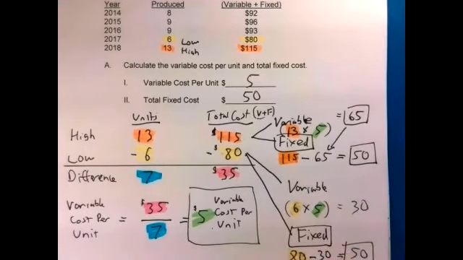So it's sort of like this. This is step one, is getting the variable cost. Step two is getting the fixed cost. So you can't start out getting the fixed cost. You have to start out getting the variable cost. So variable cost first, fixed cost second.